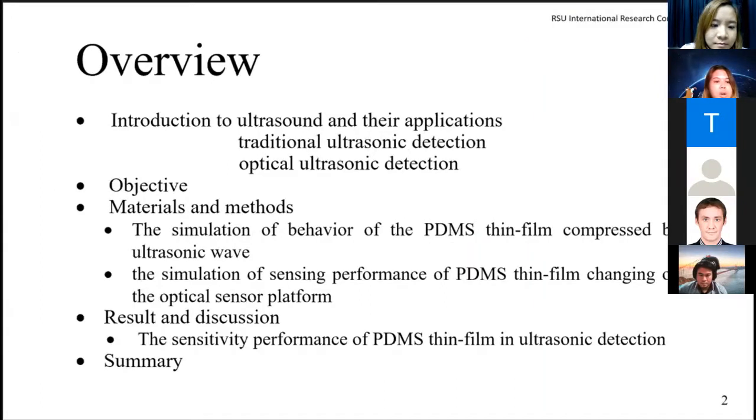Overview of this talk. At first, I will introduce you to ultrasound and its applications, and then I would like to talk about the ultrasonic detection method. Objective of this work. Material and methods consist of two parts. The first is the simulation of the behavior of the PDMS thin film under ultrasound wave, and the second is the simulation of the sensing performance of the PDMS thin film changing on the optical sensor platform. Result and discussion about the sensitivity, performance, and summary.